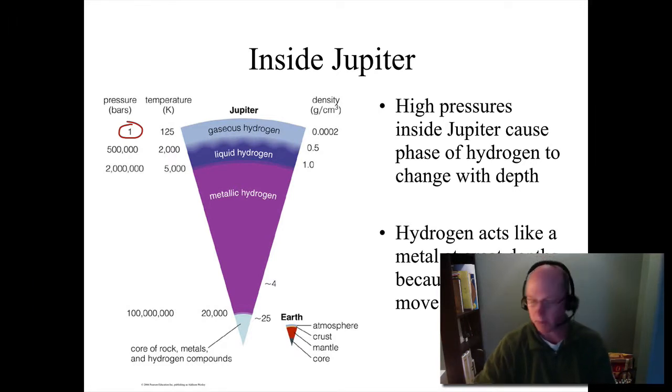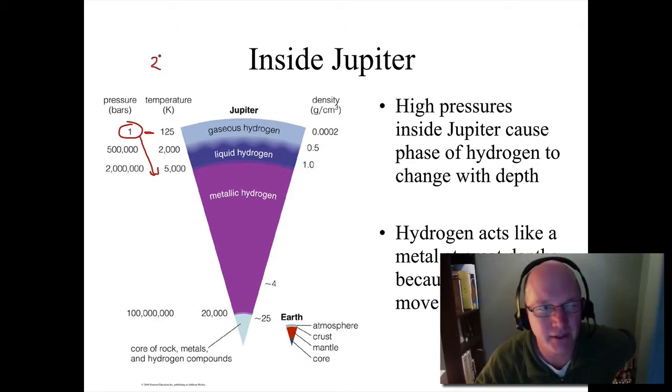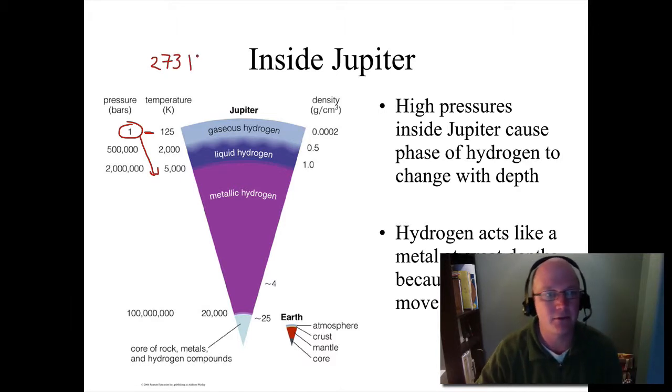Okay. So one bar on the surface of the Earth. That's what we see here. As you go down, temperature goes up, right? And pressure goes up. So as we go down here, we start at about 125 K, which is, if you remember that 273 K is the freezing point, that's 0 degrees centigrade, so quite a significantly low temperature.